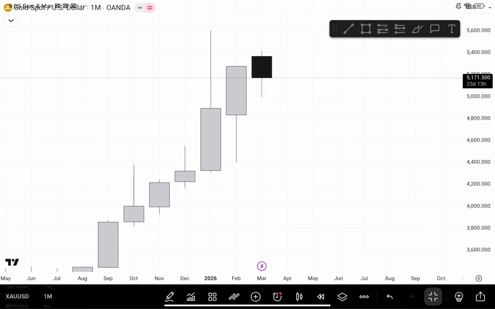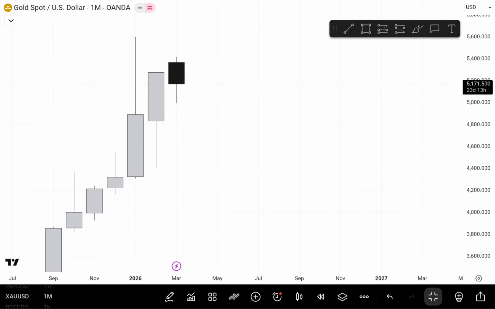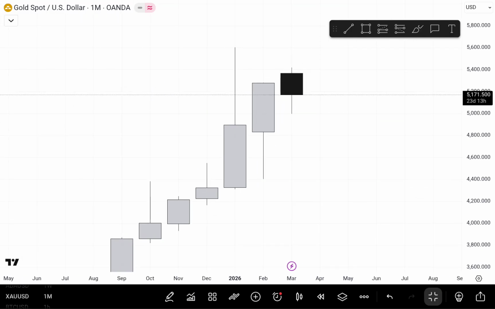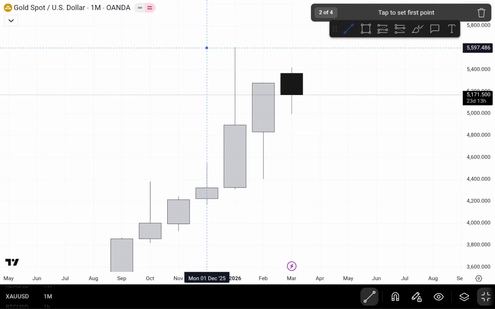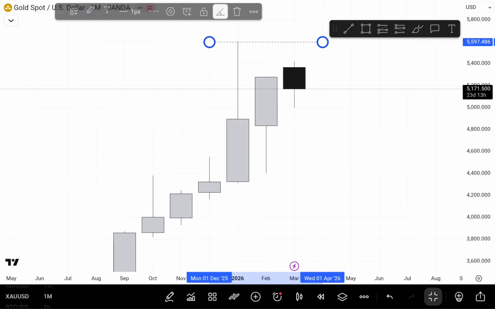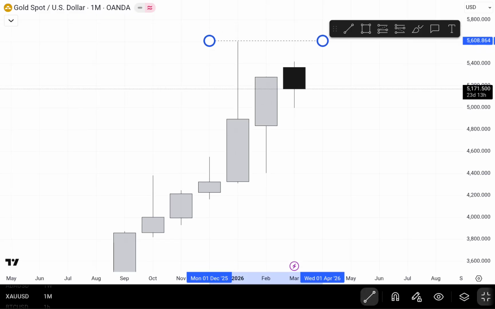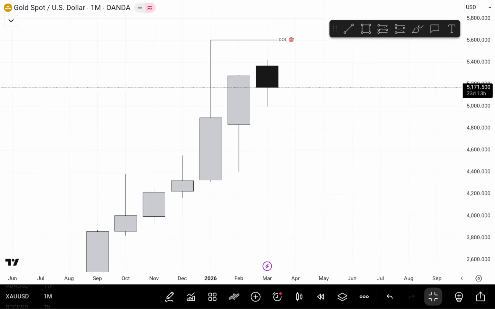I'll go back to the chart. So looking at gold, I will start with gold. You see that we are actually bullish. We are still drawing towards this swing high on the monthly time frame. So that's our draw on liquidity. So we are still bullish.